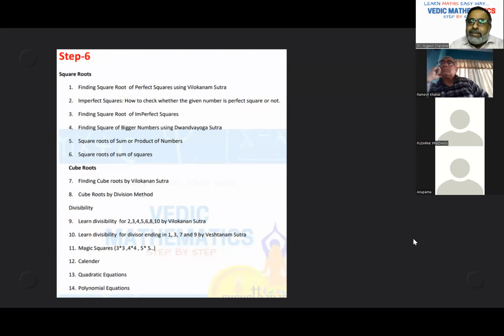Normal maths fails in divisibility of 7, 13, 19, 29, 23, such prime numbers, but Vedic maths has a solution. They can be done here itself. Then quadratic equations, polynomial equations, calendar, magic squares. So these are all the 6 steps we do.